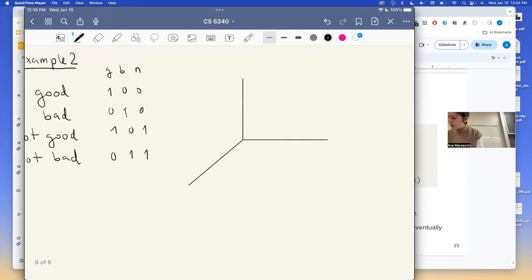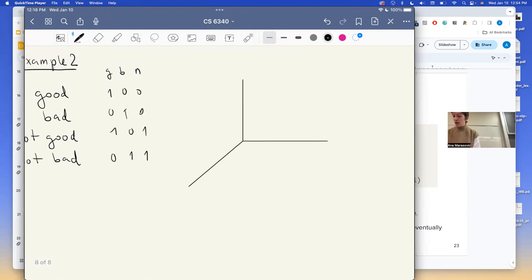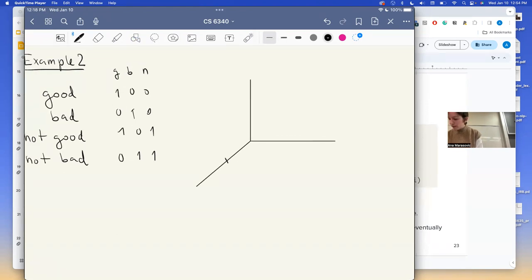The first one is going to be here, right? This is going to be good. And good has a positive label. Then bad, we have 0 here, 1 here, 0 in the third axis. Here we'll have 0. Not good is 1, 0, 1. So here minus. And here we have 1, 1, not bad. Positive. Do you see what the issue is here?